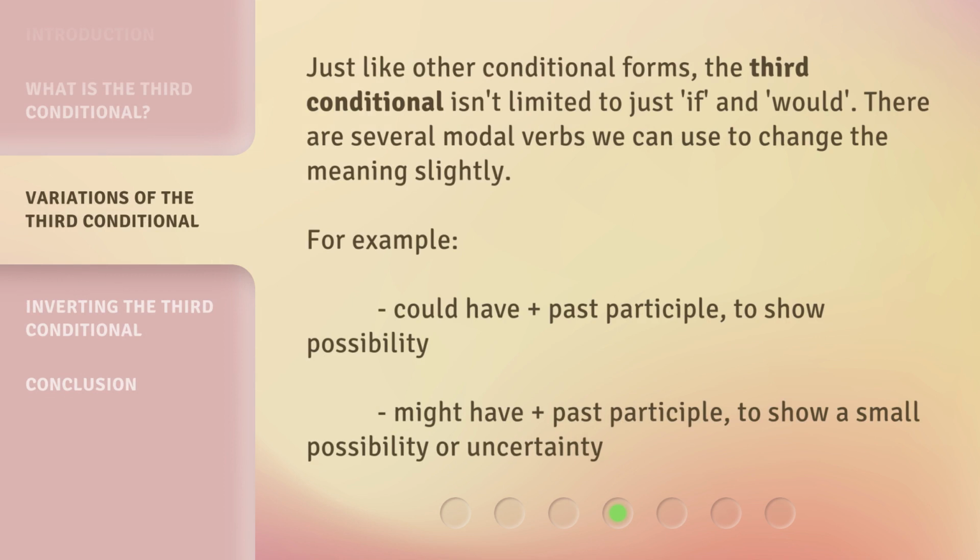Just like other conditional forms, the third conditional isn't limited to just if and would. There are several modal verbs we can use to change the meaning slightly. For example, could have plus past participle, to show possibility. Might have plus past participle, to show a small possibility or uncertainty.